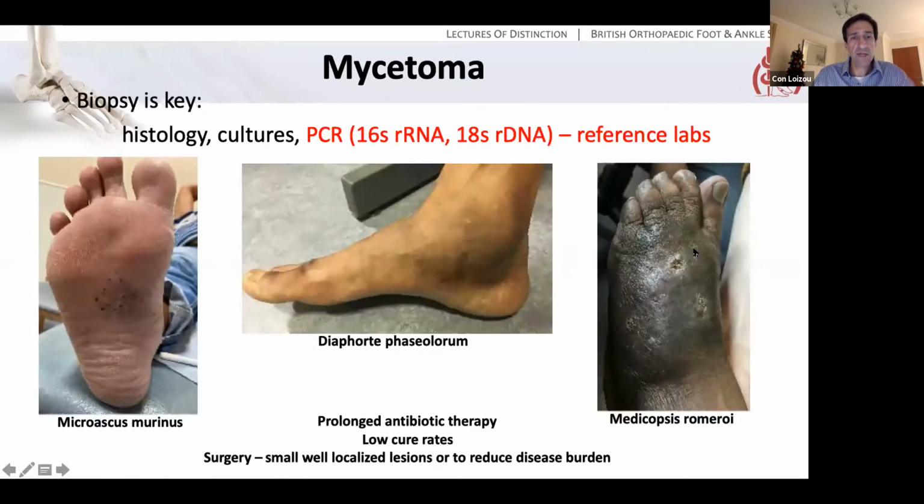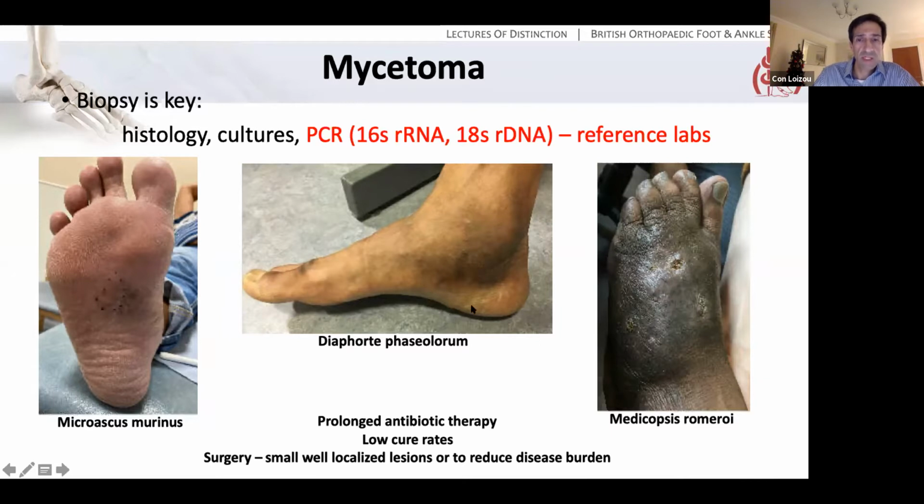Now, identifying the organism is key, and biopsy is very important. But histology and cultures can be negative for filamentous bacteria and fungi, and sometimes you need molecular tests to identify the organism, like in these cases below. And samples have to be sent to reference mycology labs such as Great Ormond Street and Bristol. The 16S ribosomal RNA will detect bacterial species and 18S ribosomal DNA fungal species.